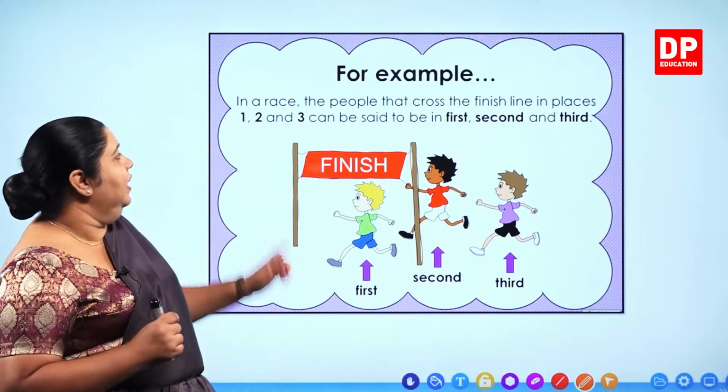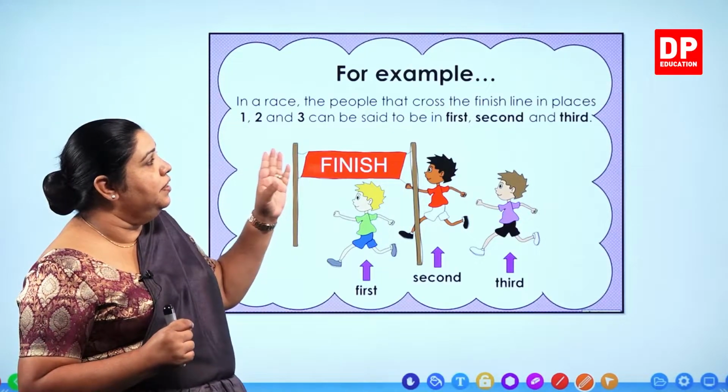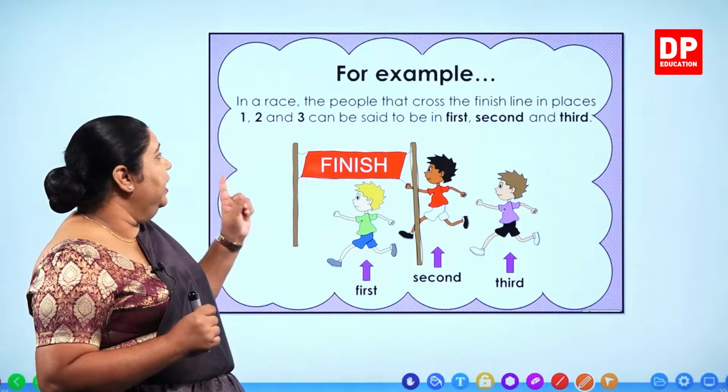Now in a race, the people that cross the finish line in 1, 2 and 3.